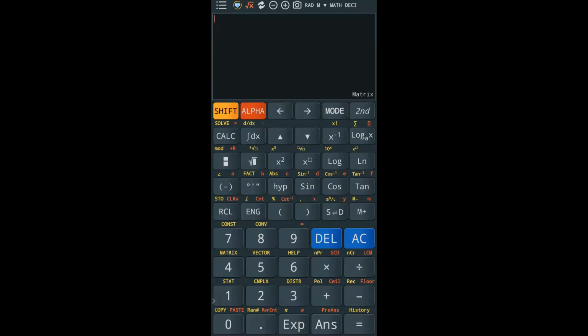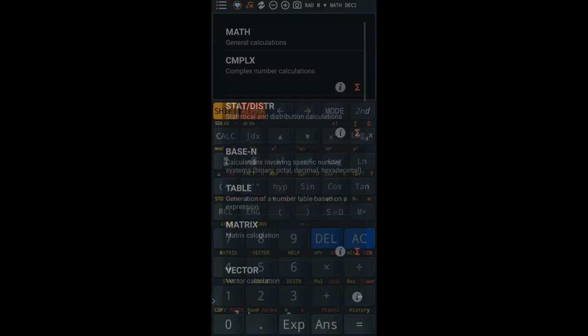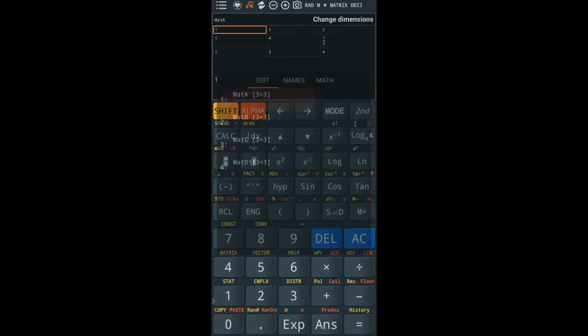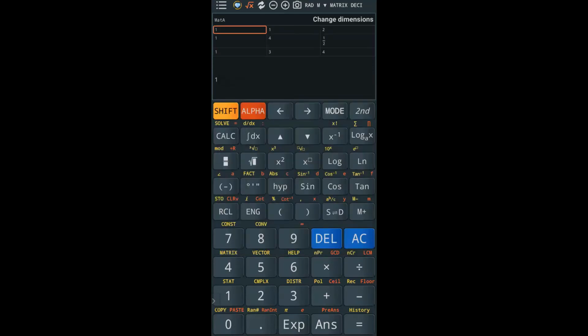Okay. So I will clear that, right? And I will start. I will go to mode, I'll go to matrix. Okay, I will go to edit. So now I will enter this value.